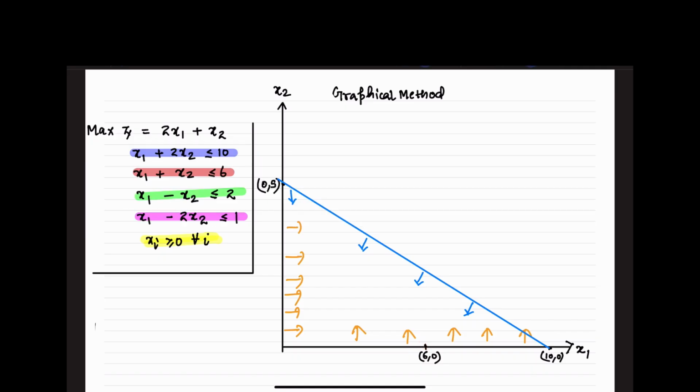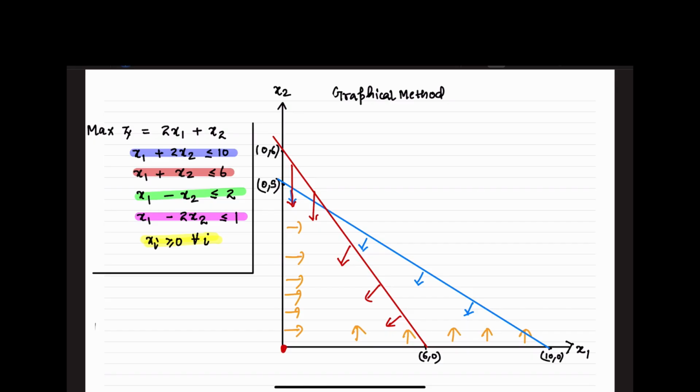Now put x1 as 0, so x2 is 6. So if this is 5, so this should be 6. So 0, comma 6. So we pass the line, which one? The red line. Let's say the line is this. So this is the line. Now which side? 0 plus 0 is less than equal to 6, which is true. So if this is true, the region is towards the origin. So the region is this side, this side, this side, this side, and this side, towards the origin. This is the origin. Okay.